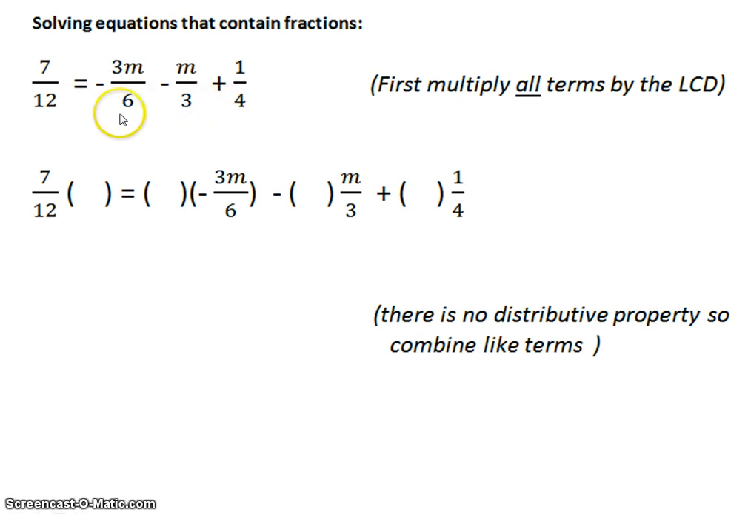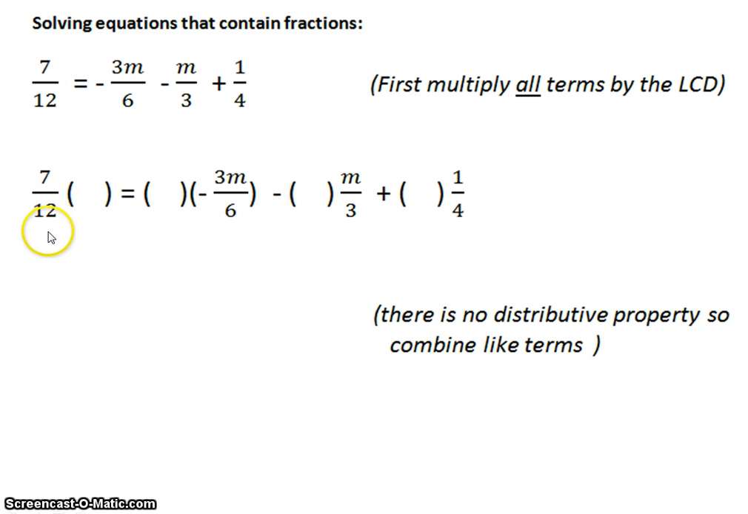3, 6, and 12 do not go into 4. 3 goes into 6, however 4 nor 12 go into that evenly. 12. We could use 12 as our least common denominator. 6 goes into 12 twice. 3 goes into 12 4 times. 4 goes into 12 3 times.